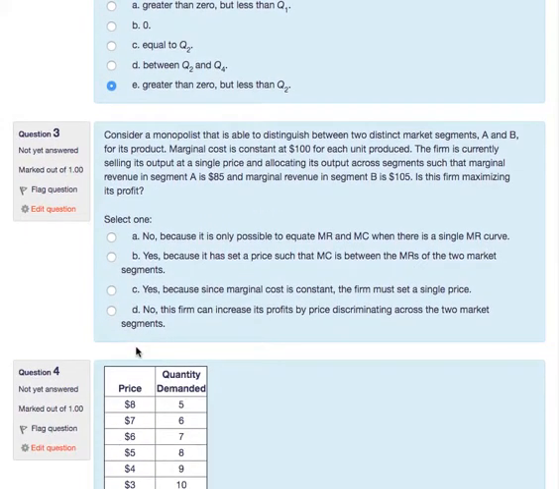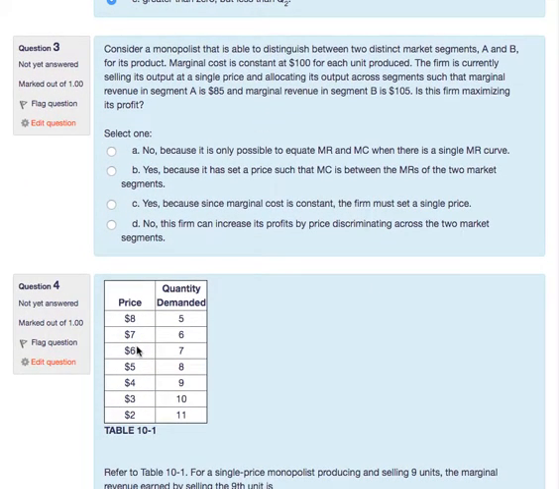Consider a monopolist that is able to distinguish between two distinct market segments, A and B. The marginal cost is $100 for each unit produced, so this could be a train ride or something else. The firm is currently selling its output at a single price and allocating its output across segments, so the marginal revenue in segment A is 85 and in B is 105.